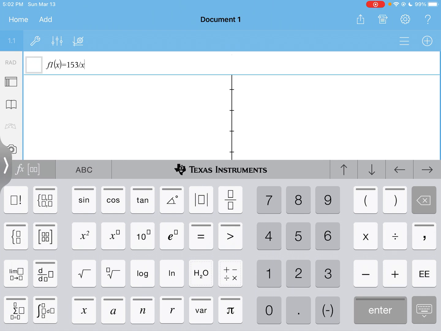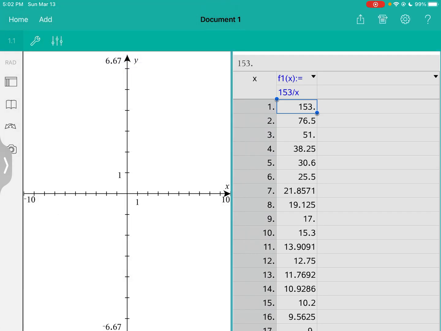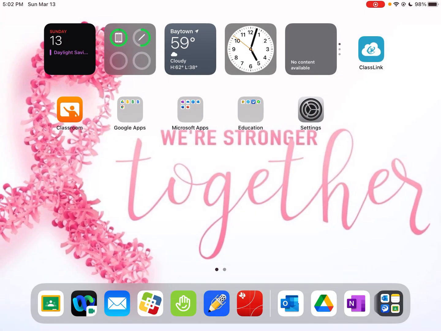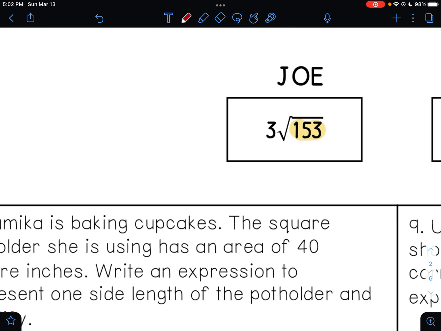153 divided by x, Control T. Okay, so I'm going to look. I have 1 and 153. Neither one of those are perfect. I have 2, nope, that gives me a decimal, skip the decimal. 3 and 51, neither of those are perfect. I have lots of decimals. I have 9 and 17. We know 9 is a perfect square, so that one is not simplified. So Joe's needs to be simplified some more.